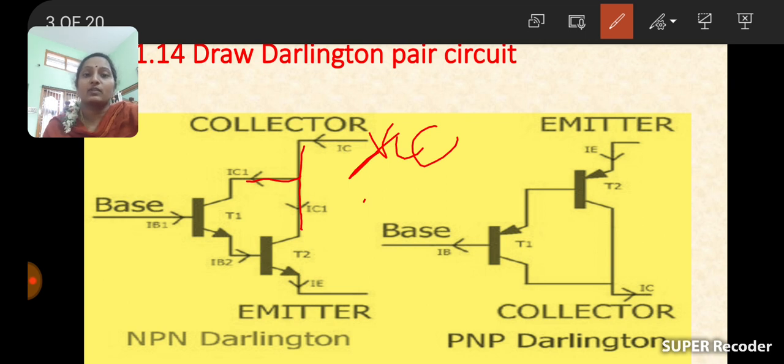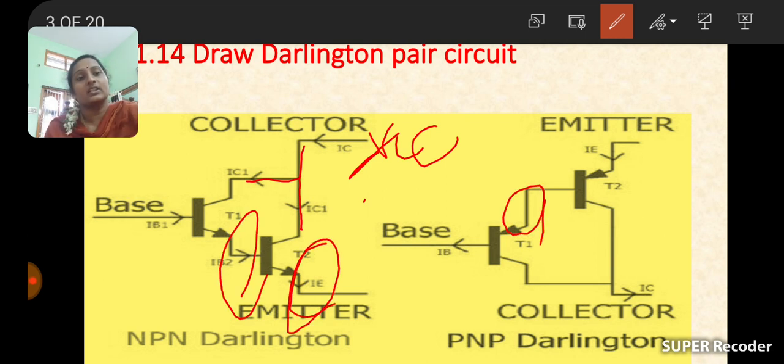Simply the output follows the input, and again it will be given to the emitter of T2. So in this way the gain must be increased. And see here, this is a PNP Darlington configuration. Only the difference is here the emitter terminal is indicated downside and here it is upside.